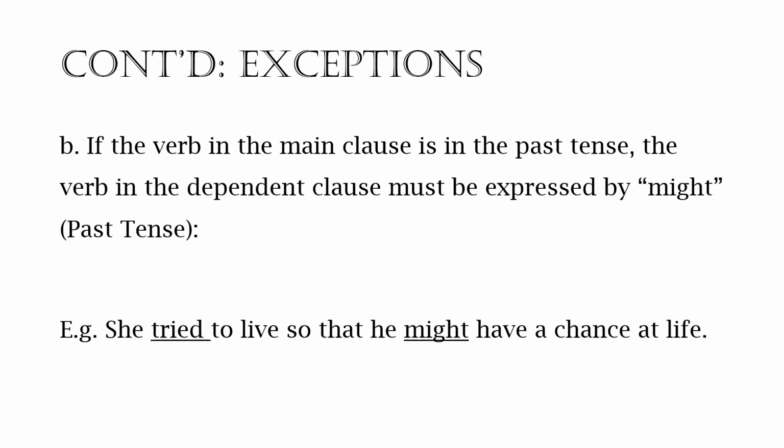which has been added to the live over there. Another exception is that if the verb in the main clause is in the past tense, the verb in the dependent clause must be expressed by might. So the first one was present, the second one is past. So he tried to live so that he might have a chance at life. Tried is in the past tense, and then might is also.